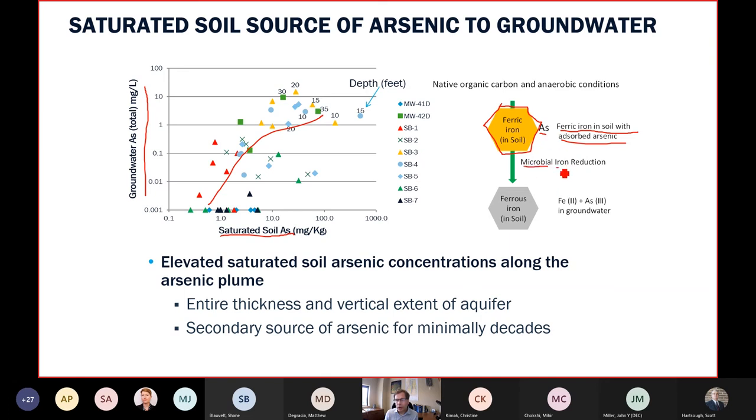Once you get microbial iron reduction, as you pass to the gray hexagon down here, that represents anaerobic conditions. And then you see it's Fe2+ and arsenic, which is then dissolved in groundwater. We can all recognize this as a soil profile, where we see the iron-stained soils above and then some anaerobic soils, which are typically gray. We see this along the entire thickness and vertical extent of the aquifer, and it really represents a secondary source of arsenic for minimally decades.